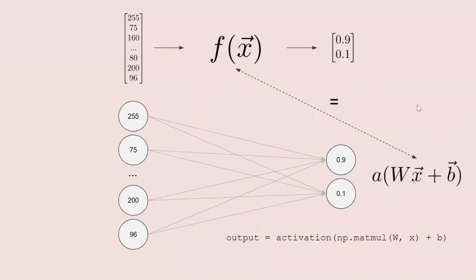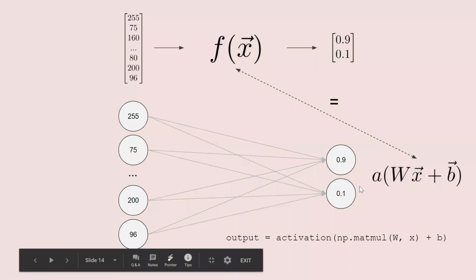And in our code, we're going to be using NumPy, and that's what the NP stands for. It's the NumPy library in Python. This is basically just translating this calculation into code, right? It's a matrix multiplication of W and X, and then we add our vector B, and then we pass it into some activation function, and out comes our output vector.